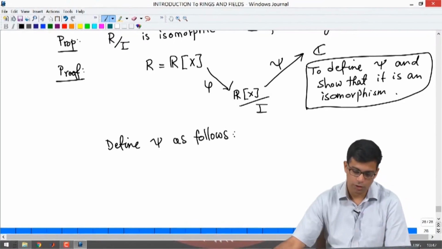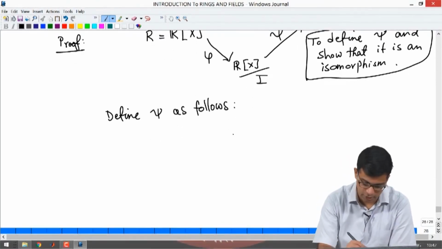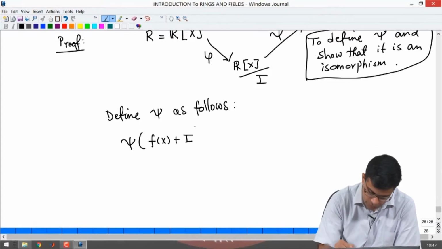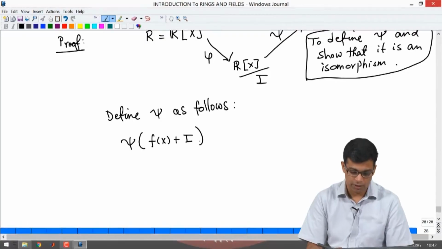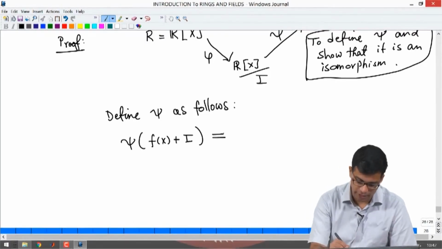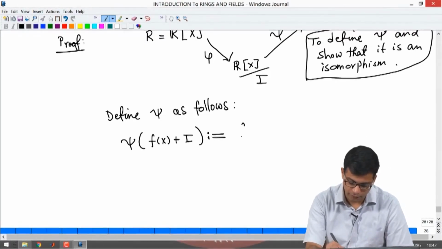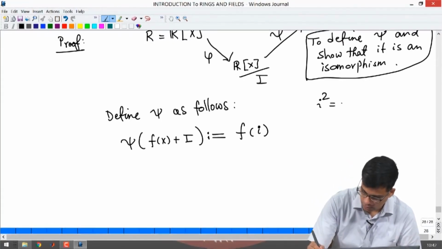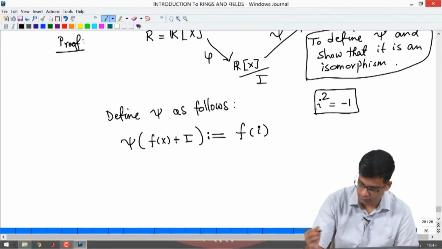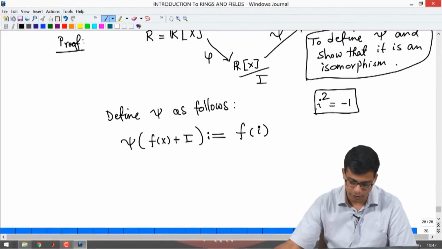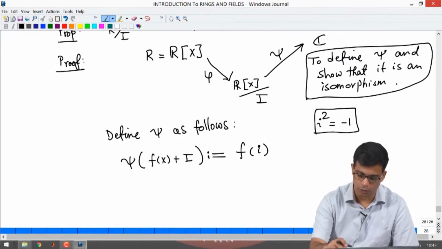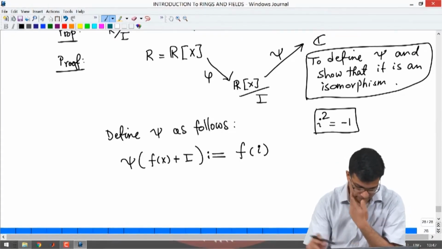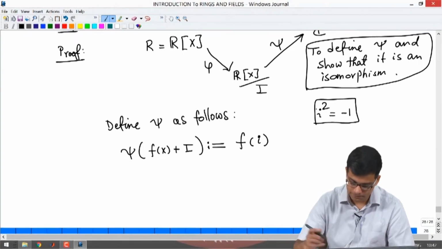As follows. Take an element of R[x] mod I. What is an element of R[x] mod I? It is an element of the form f(x) + I. So, psi of f(x) + I is defined to be f(i), where i is of course a square root of minus 1. Remember again, I am taking an element in the quotient ring, and I am just evaluating the corresponding polynomial at x equal to i.